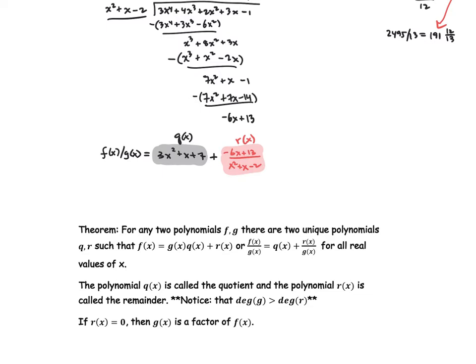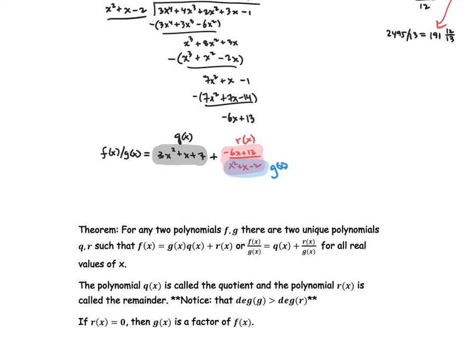I made a mistake here. I should have called this right here g of x. Okay, for all real values of x. The polynomial q of x is called the quotient and r of x is called the remainder. Notice that the degree of g is always going to be greater than the degree of r. Okay. If r of x equals 0, then g of x is called a factor, right?